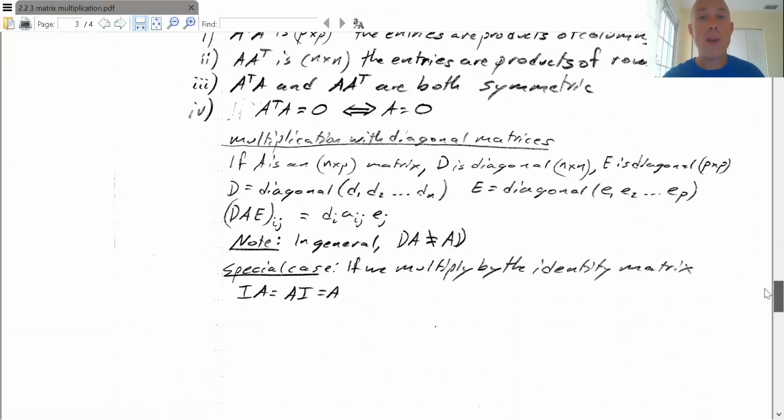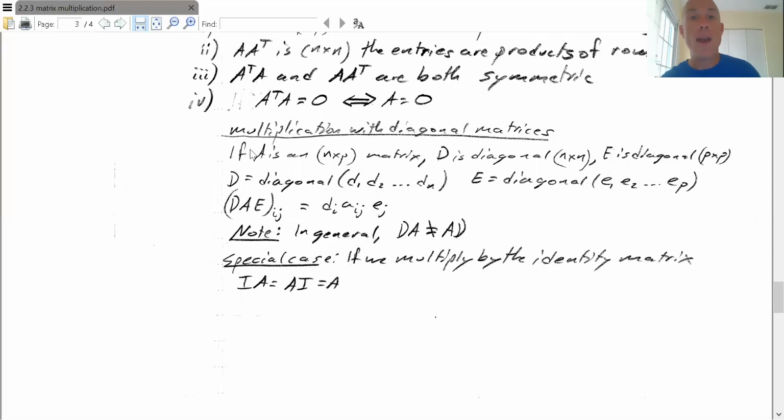All right, so now multiplication with diagonal entries. If A is an n by p matrix and D is diagonal, n by n, E is diagonal, p by p, and we're going to say that the d's are the diagonal of D and the e's are the diagonal of capital E, then the entries of D times A times E are d_i times a_ij times e_j. You notice how the i's match the i and the j matches the j.